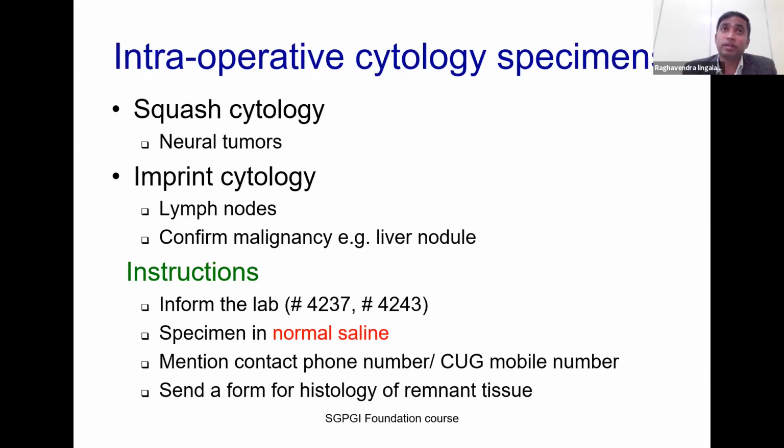We do receive samples for intraoperative cytology, especially from neurosurgery, for smear cytology from glial tumors, or imprint cytology from lymph nodes and from nodules of solid organs. Inform the lab that you are sending intraoperative cytology. Note down these CUG numbers, and the landline numbers if you don't know them. It should be sent in normal saline, unlike the histopath specimens where you send in formalin. Mention the correct contact number of the resident, and send the form for the histology of the remaining tissue. So histology is also asked.